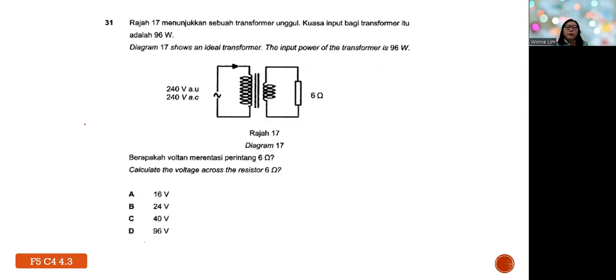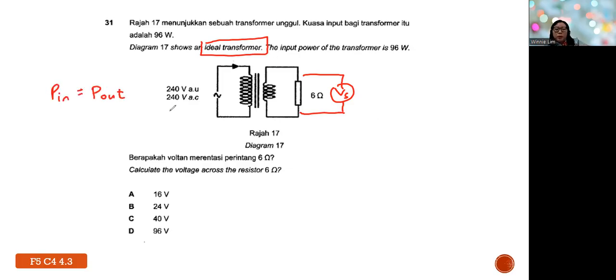31. Diagram 17 shows an ideal transformer, and the input power of the transformer is 96 watt. Calculate the voltage across the resistor. So they want to know the secondary voltage across this. Since they already say this is ideal, ideal means the input power has to be equal to the output power. They tell you the input power is 96 watt, so your output must also be 96.